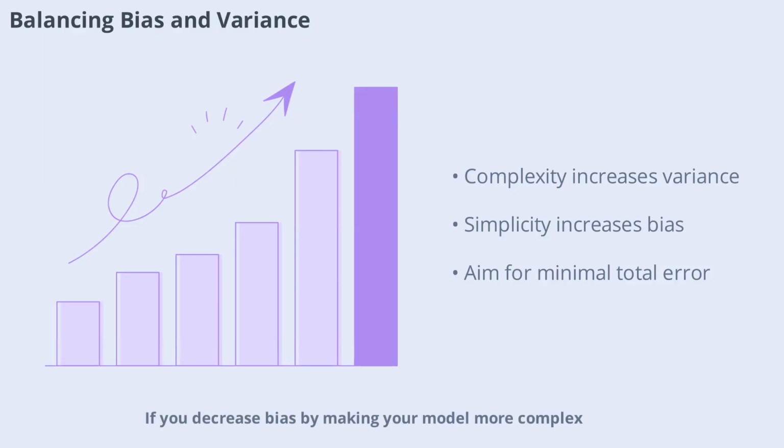Balancing bias and variance is all about model selection and tuning. If you decrease bias by making your model more complex, you risk increasing variance. Conversely, simplifying your model reduces variance but increases bias. The art of machine learning is finding the right balance for your specific dataset and problem, often through experimentation and validation.